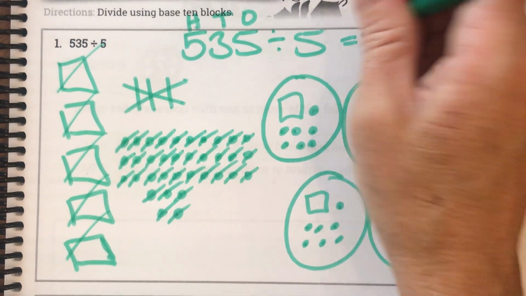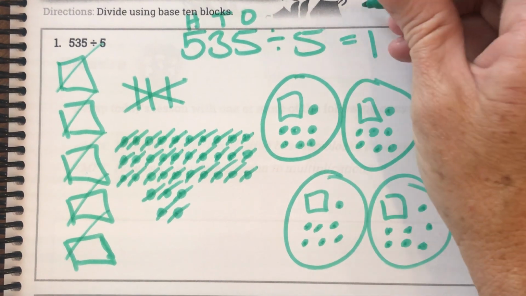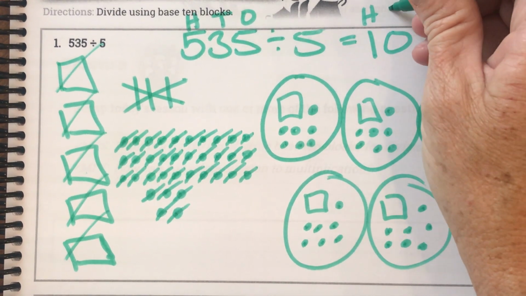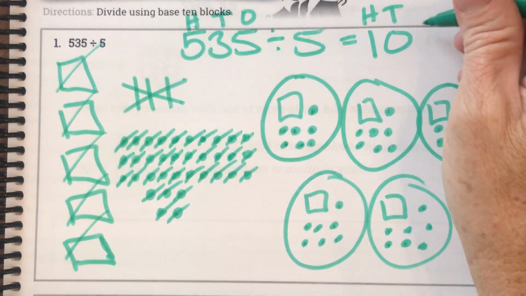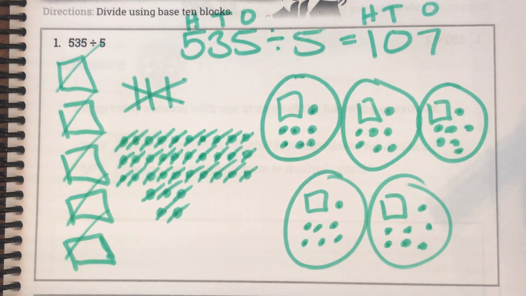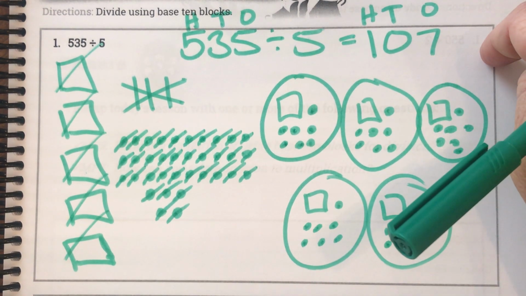So what is our quotient? How many did each group get? Each group got 100, no tens, and how many ones? 1, 2, 3, 4, 5, 6, 7. So our quotient is 107. Okay, let's do one more of these together.